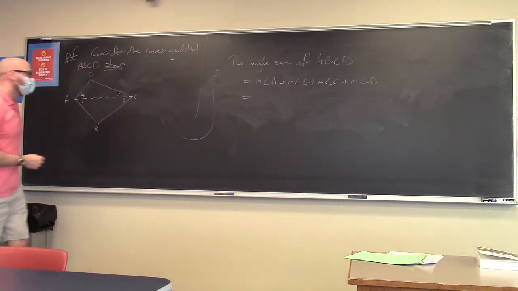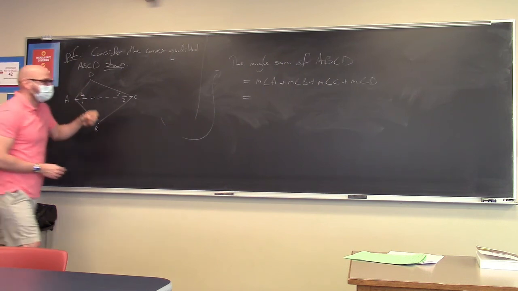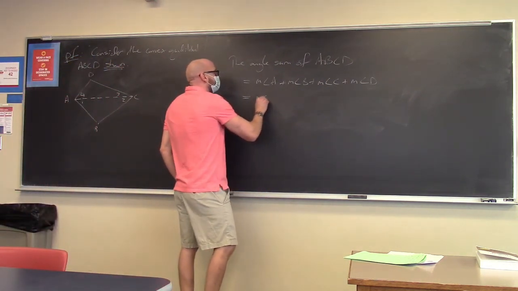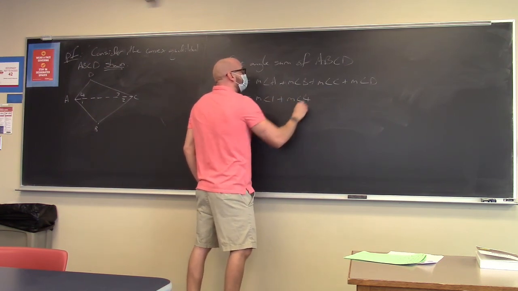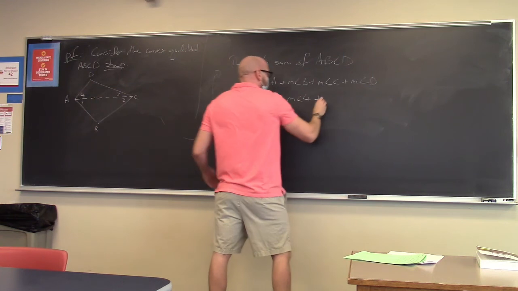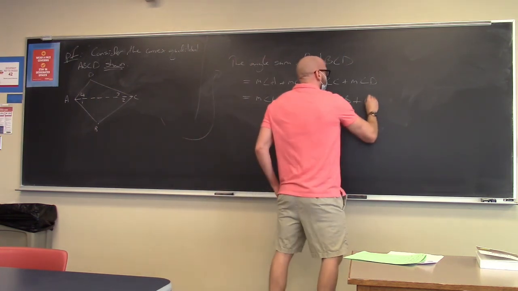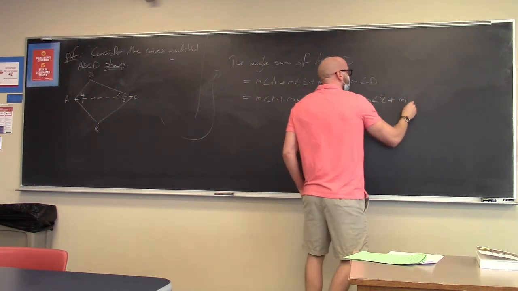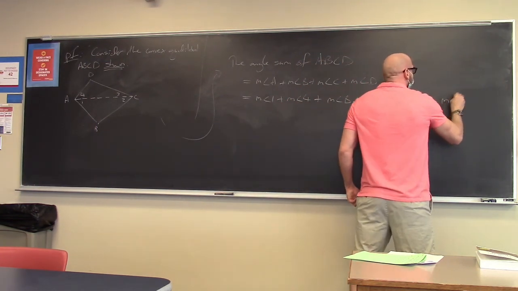And let's break these into pieces. So the measure of angle A is angle 1 plus angle 4, right? This is the measure of angle 1 plus the measure of angle 4. We've got angle B that we haven't changed. We've got angle C that's two angles now: the measure of angle C is the measure of angle 2 plus the measure of angle 3, and D is the measure of angle D.